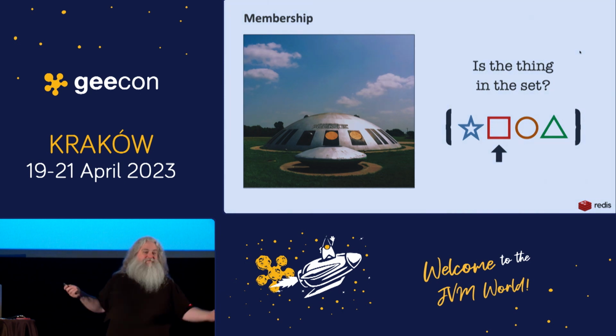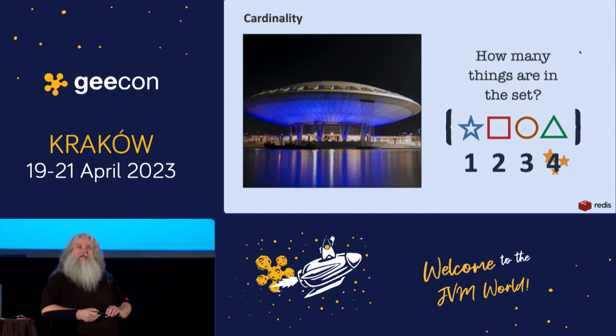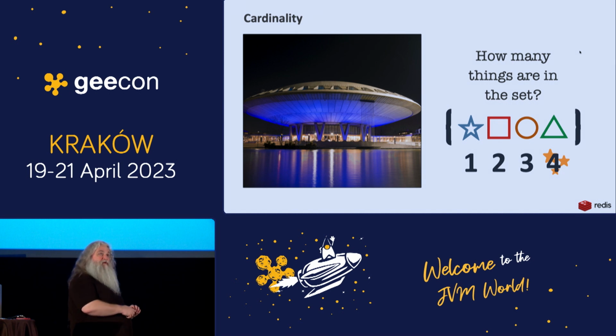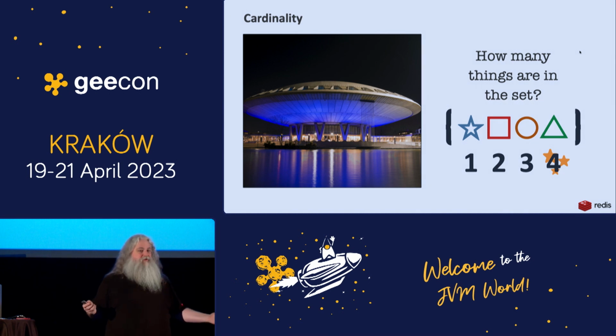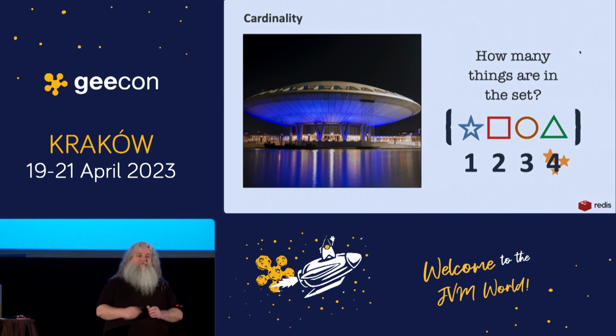That's what membership is. We've got cardinality. That's just the number of items that are in your set. So if you were counting unique users on a video platform, you would want a set that would give you the cardinality. You'd want a probabilistic data structure that does that.